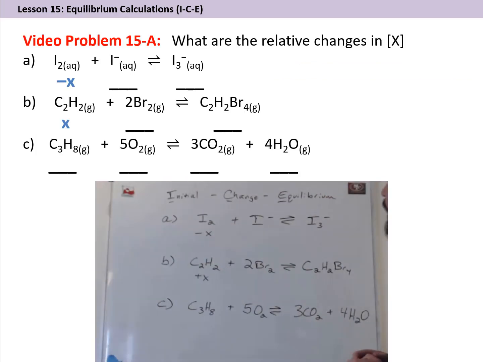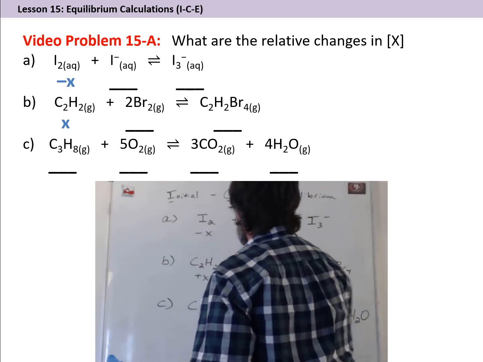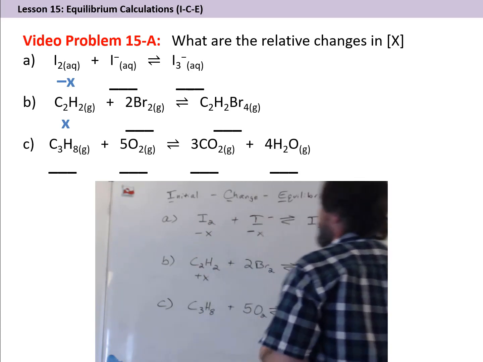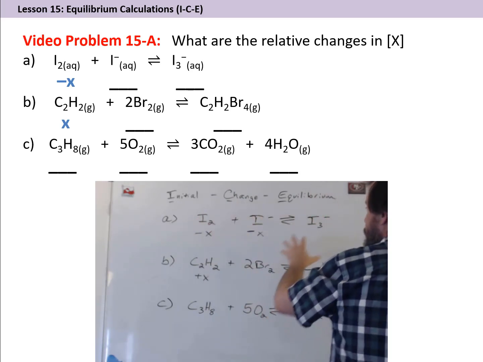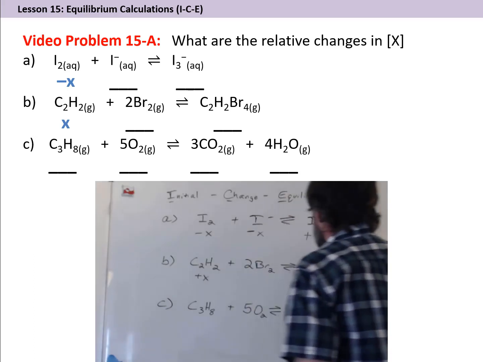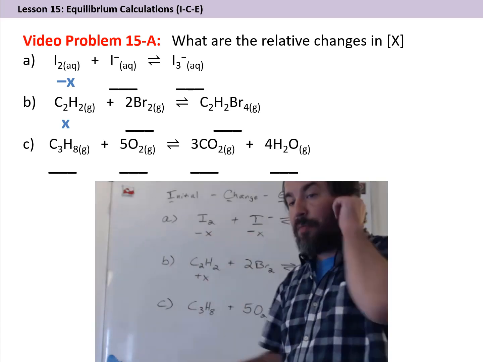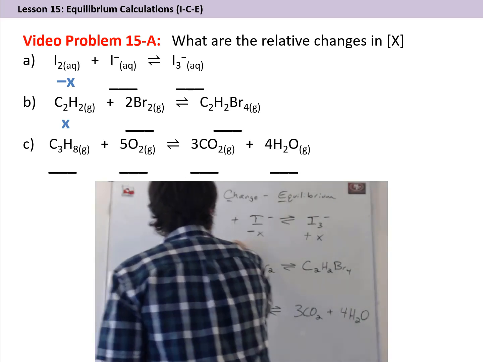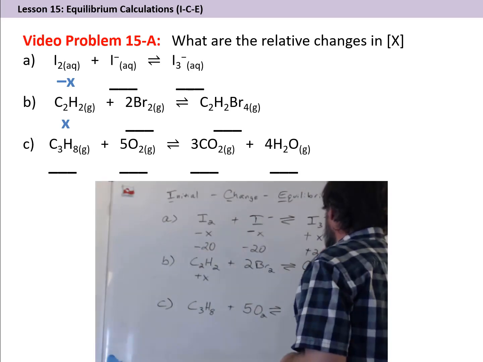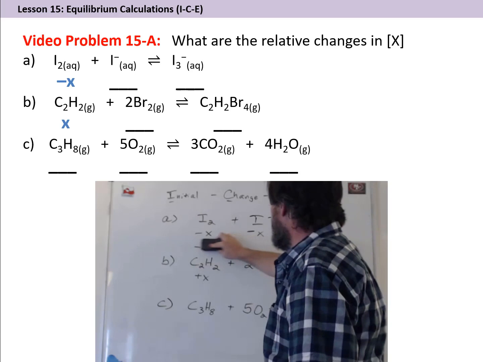Okay, so if I2 is minus X, that means that I'm decreasing I2. So that means I'm also decreasing I minus. And I'm decreasing it by the same amount, because 1 to 1. And if reactants are decreasing, that means products must be increasing. So that means plus X. What this means is that no matter what X is, X could be 5, it could be 20, it could be anything. This is minus 20, this will be plus 20, right? We can just use our stoichiometry to figure out those relative changes.